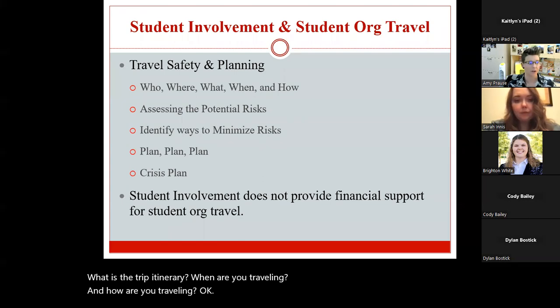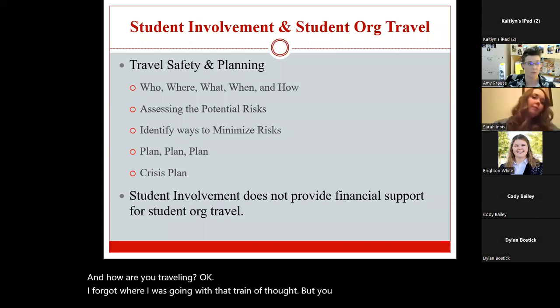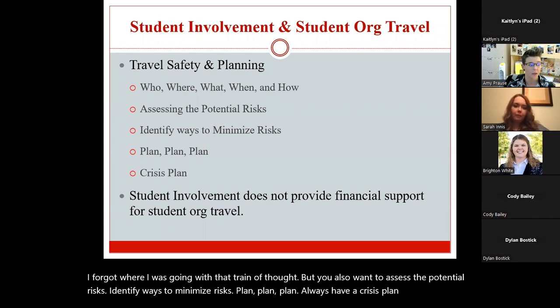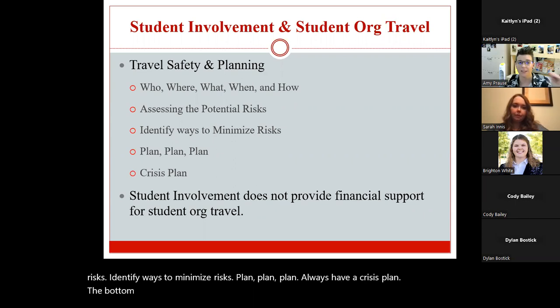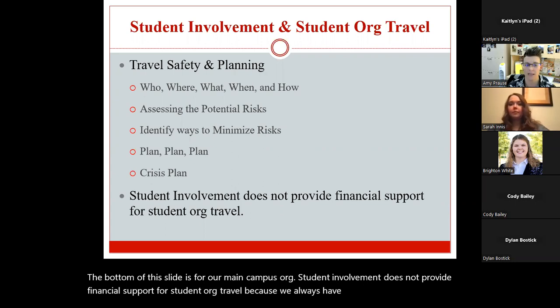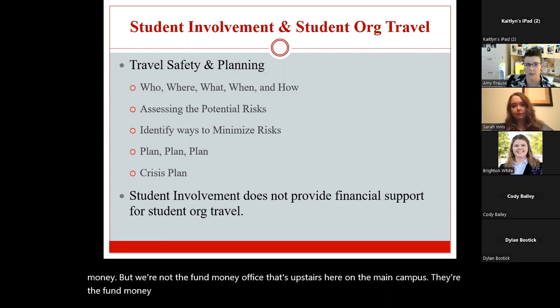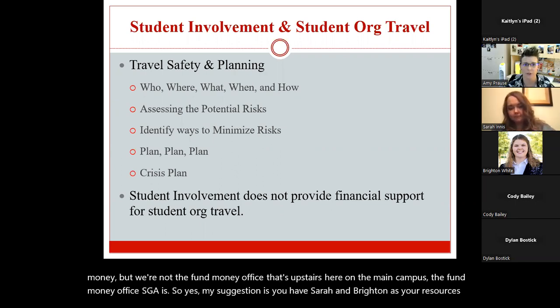You also want to assess the potential risks, identify ways to minimize risks, plan, always have a crisis plan. The bottom of this slide is for our main campus org. Student involvement does not provide financial support for student org travel because we always have organizations asking us for money, but we're not the fund money office. That's upstairs here on the main campus. They're the fund money office, SGA is. So yes, my suggestion is you have Sarah and Brighton as your resources to help you plan your travel.